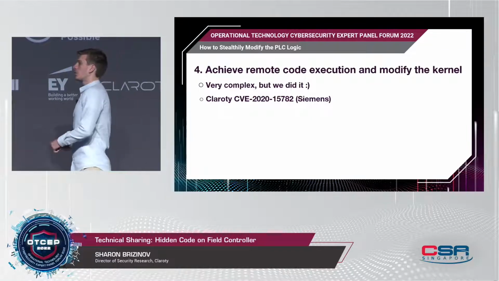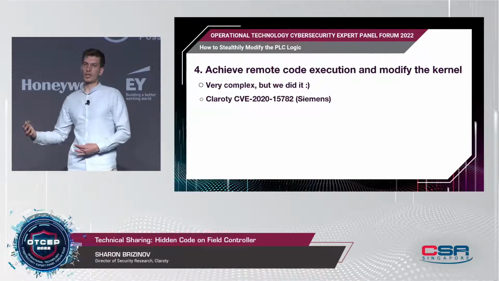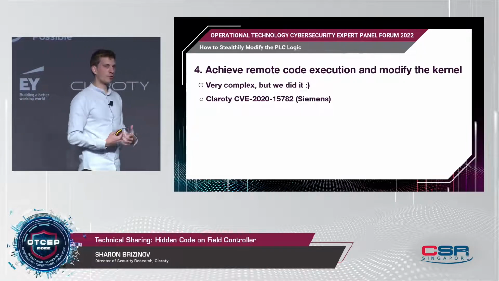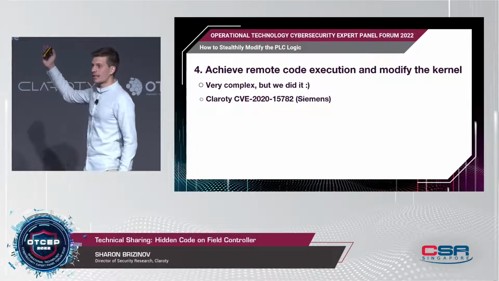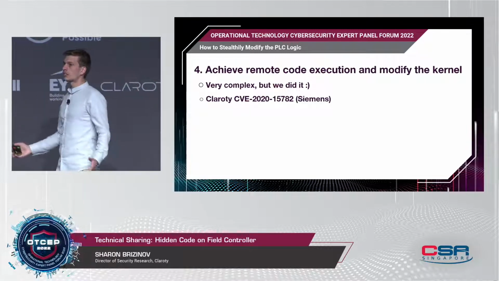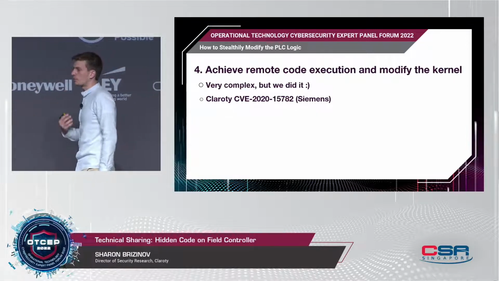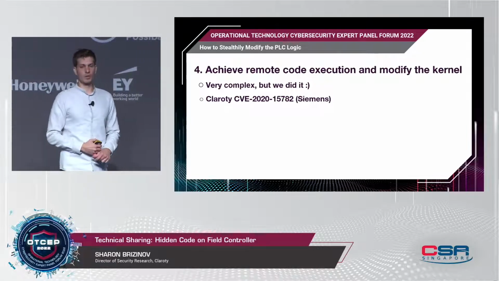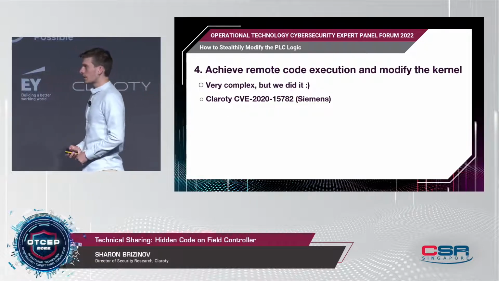The fourth method is to achieve remote code execution in the kernel. If we achieve remote code execution in the kernel, we're actually part of the firmware. And if we're part of the firmware, we can control whatever we want, and obviously we can control the highest level of the application layer. If we can control the application layer, we can change the logic to whatever we want without anyone noticing, because we're part of the brain. We're part of the firmware itself. We were able to achieve this with Siemens, which was very complex. It took us, I think, a total of one year of developing this technique.